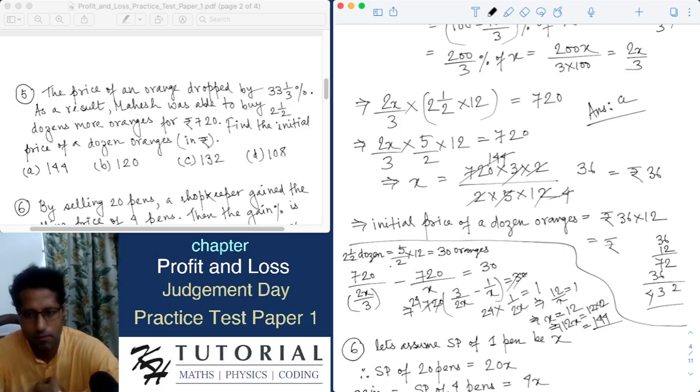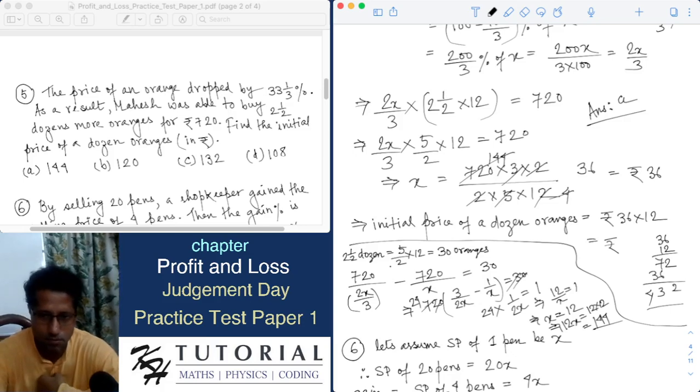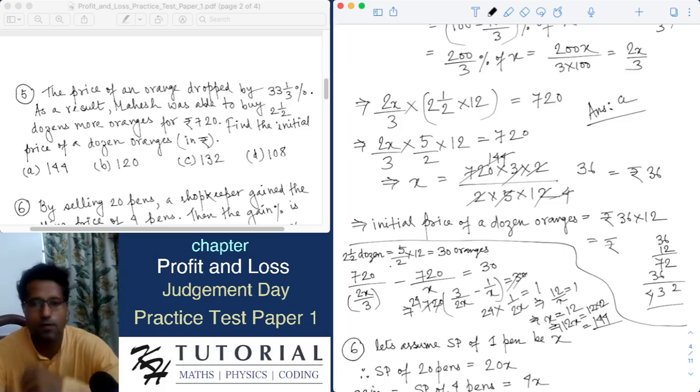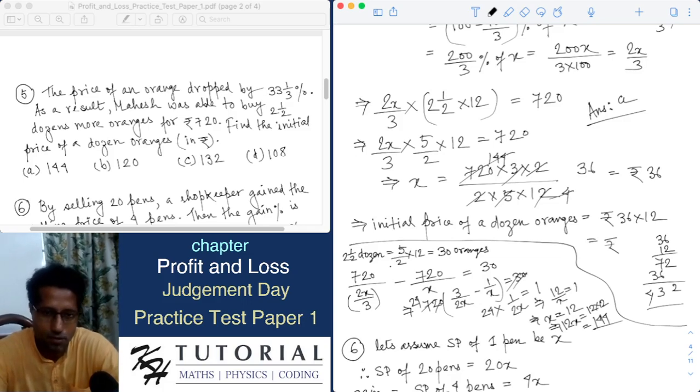Tomorrow I will prepare another practice test paper, so that will give you two practice test papers which will be good enough for testing your understanding of the concepts on profit and loss.